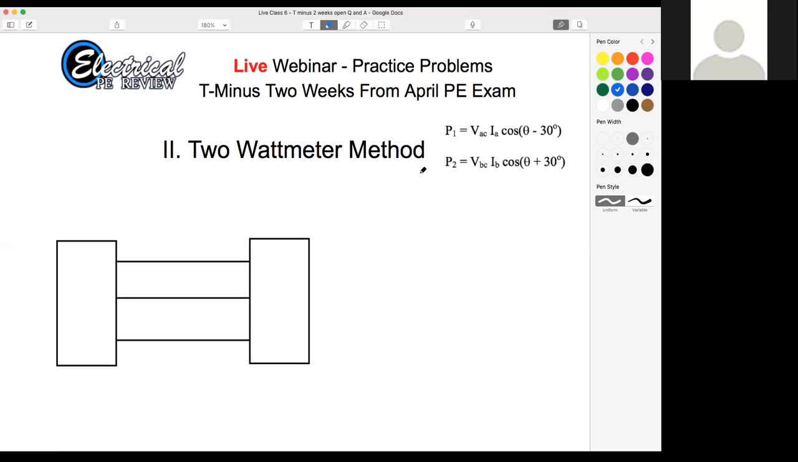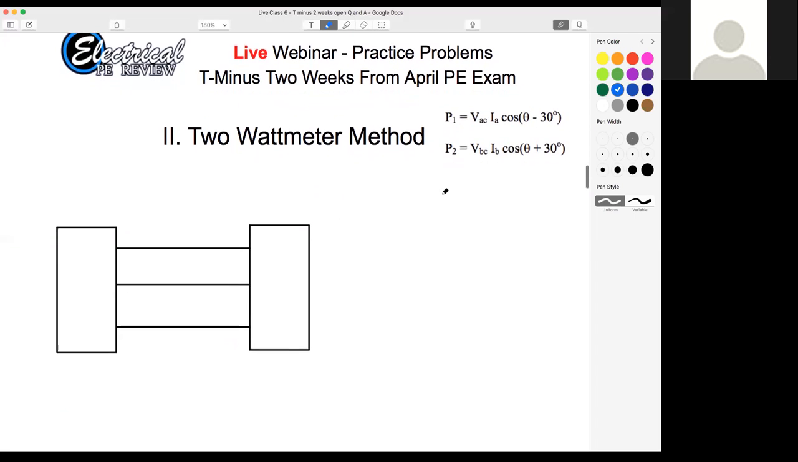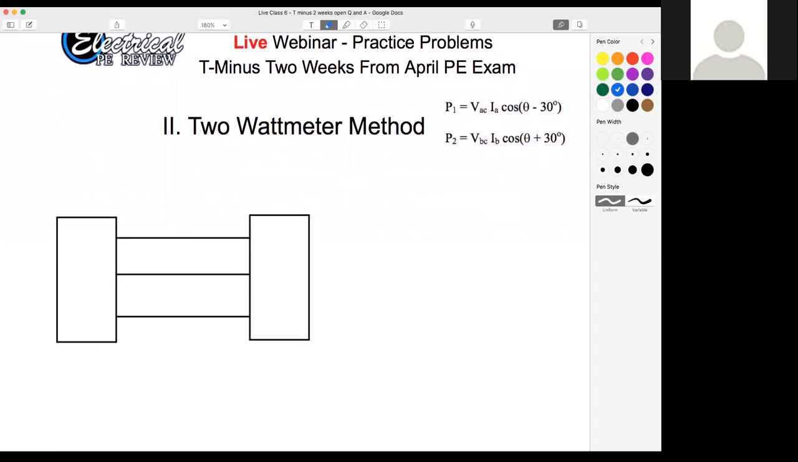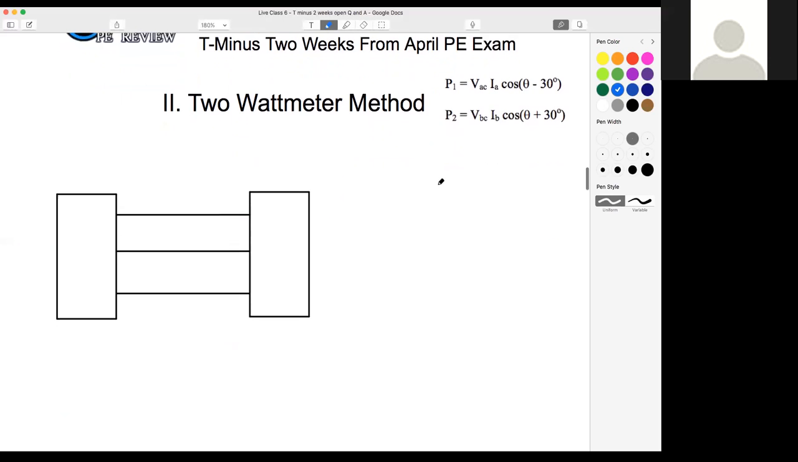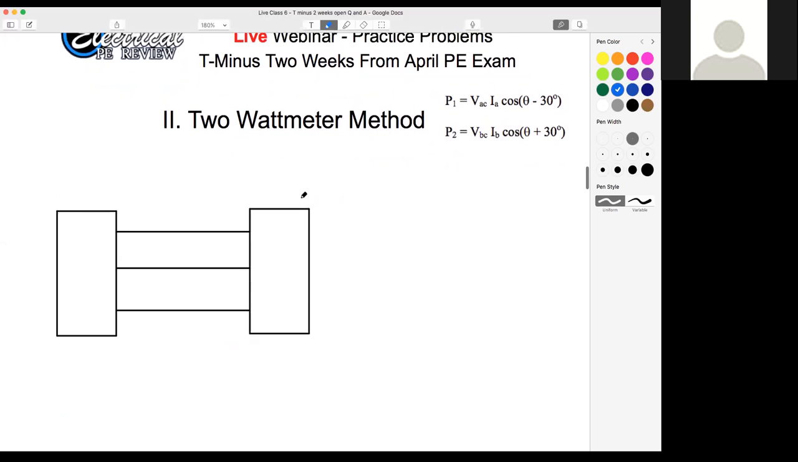Let's see. All right, let's move on. 2-watt meter method. Who has done a 2-watt meter method problem yet? One of the biggest things I get asked about is where the heck this comes from: this theta minus 30 and this theta plus 30. So these equations right here, we're going to work out by hand really quickly, and then we're just going to pick a couple of values at random, and we're going to solve.